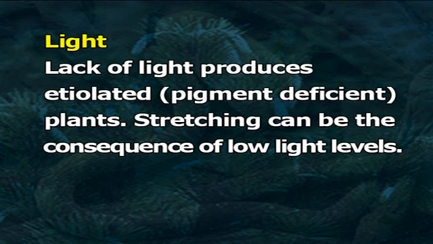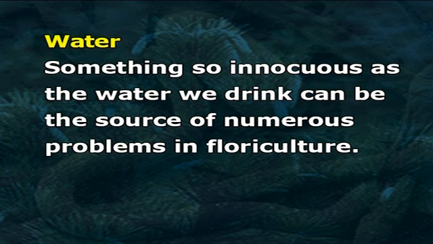Let us see the effect of light. Lack of light produces etiolated, that is pigment-deficient, plants. Stretching can be the consequence of low light levels. Excess light is rare but may occur with indoor plants exposed to sunlight or plants grown in shade and suddenly exposed to sun. Now let us see the effects of water.